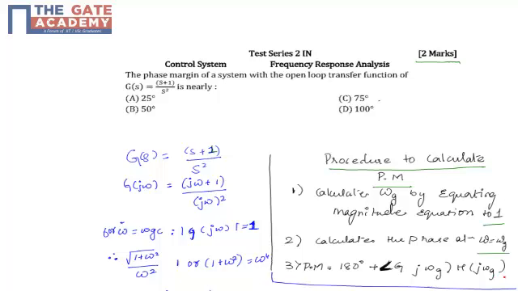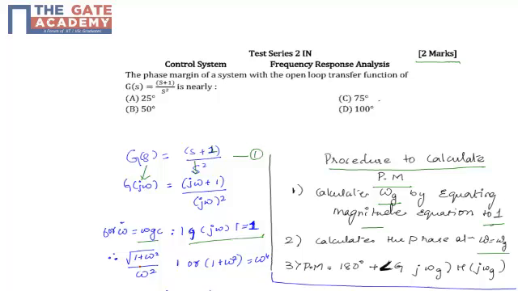First, the given system is G(s) = (s+1)/s². Substituting s as j omega wherever s is there in this equation 1. The first step is to calculate omega g by equating the magnitude to 1.